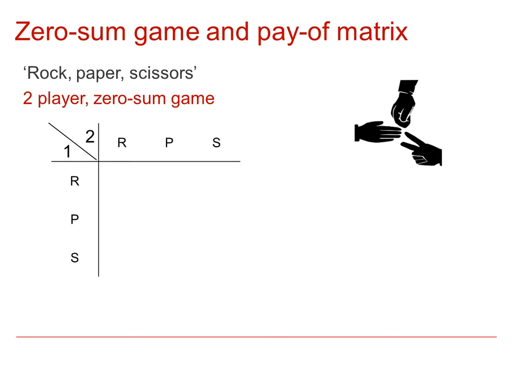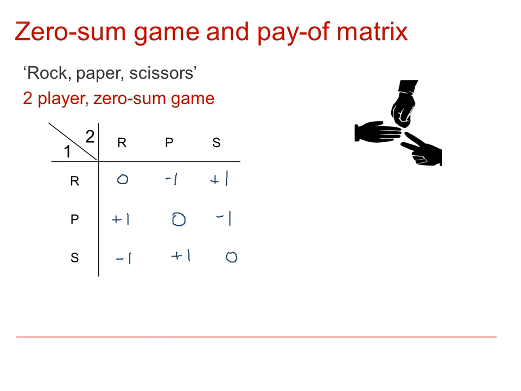This is player 1's payoff. It will be a draw if we both choose rock. I'm going to lose if I choose rock and you choose paper, but I will win if I choose rock and you choose scissors. And we can keep going like that. If I choose paper and you choose rock, then I win. If we both choose paper, it's a draw, and if you choose scissors, you win. And finally, if I choose scissors, I'm going to lose if you choose rock, but I will win if you choose paper, and it will be a draw if we both choose scissors.